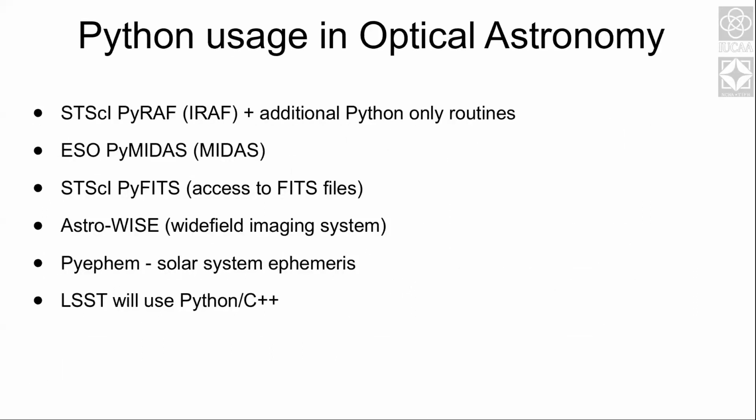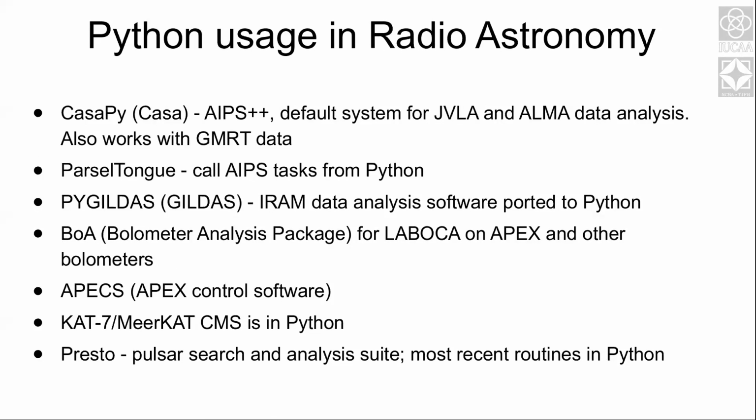Python usage in optical astronomy is very wide, and a large number of tools and software in astronomy use Python. In radio astronomy, the dominant tool nowadays is something known as CasaPy, which is a Python interface to the CASA data analysis system for radio astronomy. It's the default system for analysis of JVLA and ALMA. It also works very well with GMRT data. There is also a Python interface via something known as ParselTongue, which allows you to call AIPS tasks from within a Python program, and so on. And there are many others which are listed here.